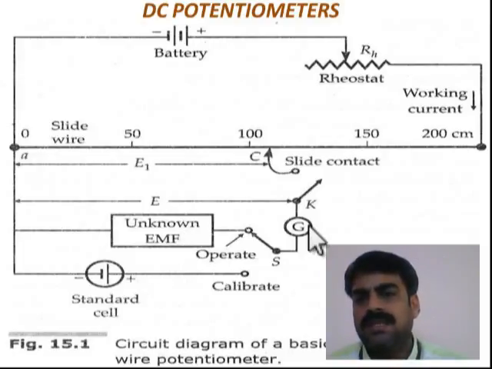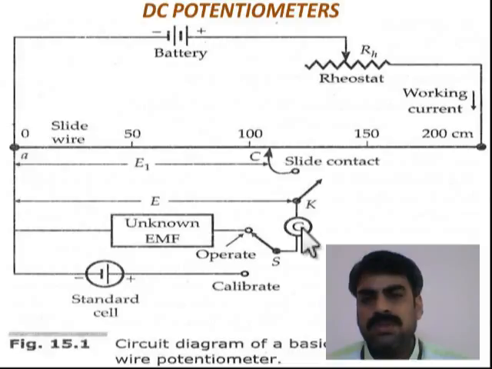And here there is a galvanometer. Using this we will read whether we have achieved a null condition or not. Whenever we press this key K, if the galvanometer reads 0, it means we have achieved a null condition. At the null condition, the potential drop across this slide wire will match either the unknown EMF or the standard cell EMF, according to the mode we have selected.